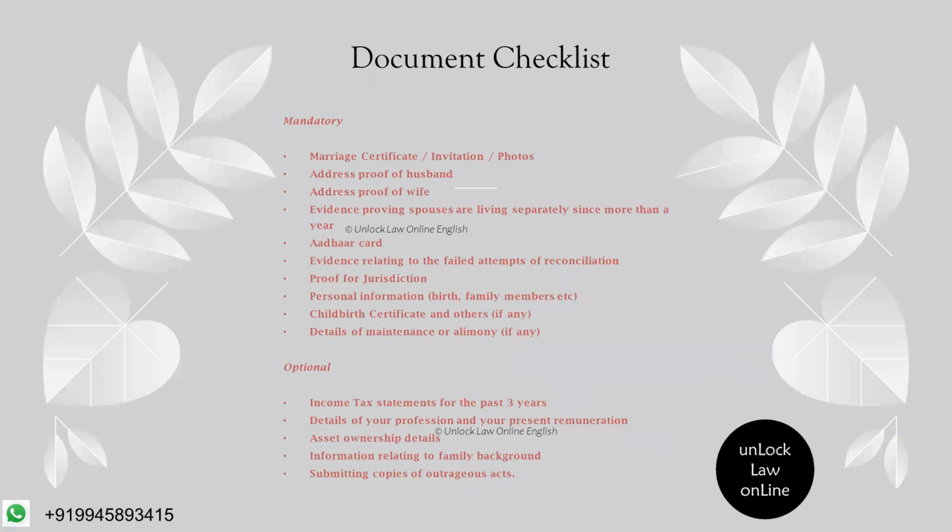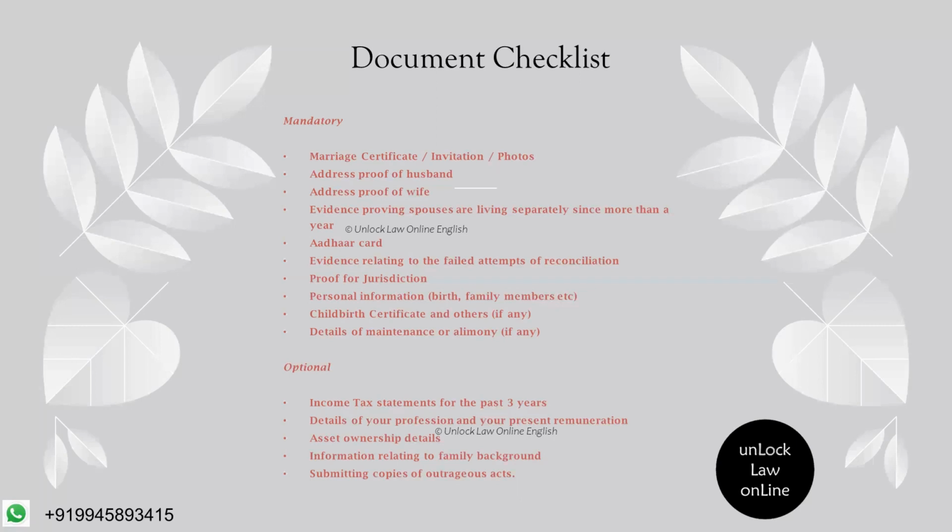What are the documents that are required to file mutual divorce? There are two sets of documents. The first one is mandatory documents and the second one is optional. The mandatory documents are marriage certificate or invitation or photo. In case the marriage is not registered and hence you do not have a certificate, that's okay, that's not a problem. You can submit your marriage invitation or marriage photos.